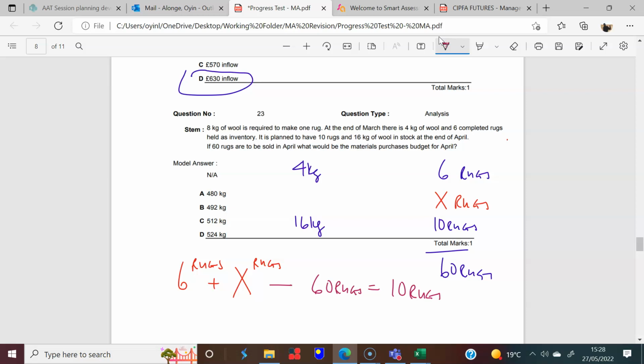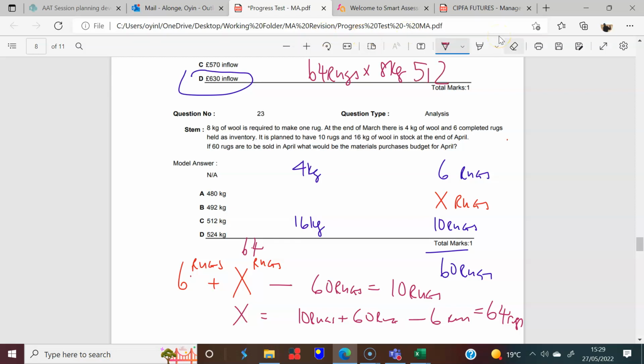Therefore, X, the number of rugs that we produce, is equal to 10 rugs plus 60 minus six rugs, and that's equal to 64 rugs. So I must have produced 64 rugs. 6 plus 64 is 70, 70 minus 60 is 10. So 64 rugs is what I produce. Now I'm clear. I'm going to produce 64 rugs, and I need 8 kilograms to produce each rug. So that's 64 times 8, and that's 512. So I need 512 kilograms for my production. Let's just see what that means. I can erase this and give myself some space here.